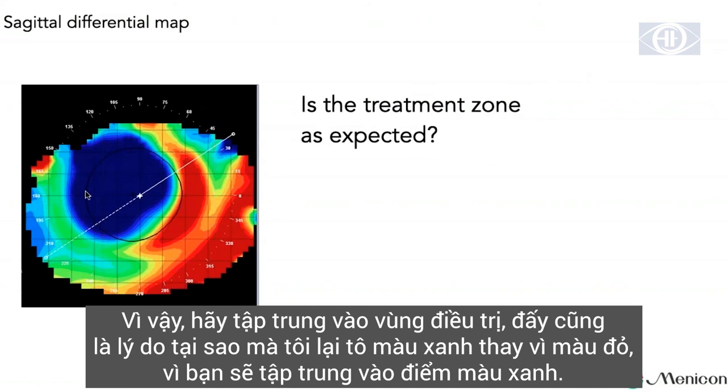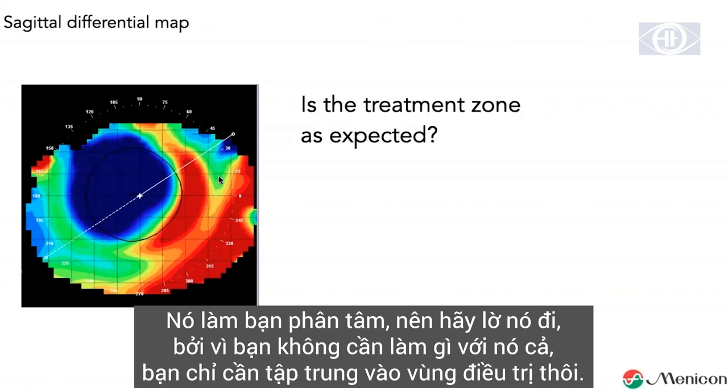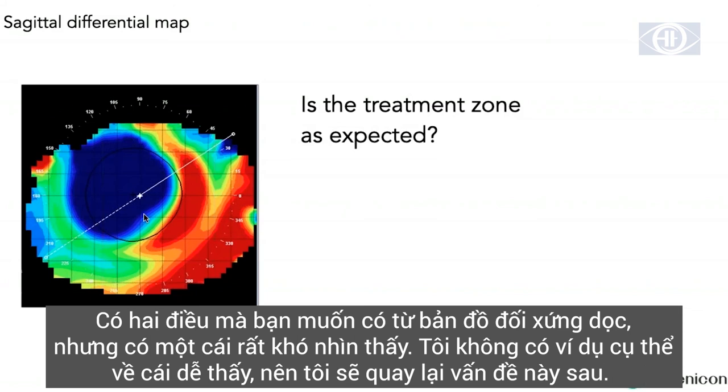This is noise. This is noise. This is, oh, it is confusing you. Ignore it, because you are on the sagittal map. You don't have to deal with it. You only have to deal with the treatment zone. And there are two things you want in the sagittal map. One is hard to see. I have an example that's easy to see. I will come back to that.